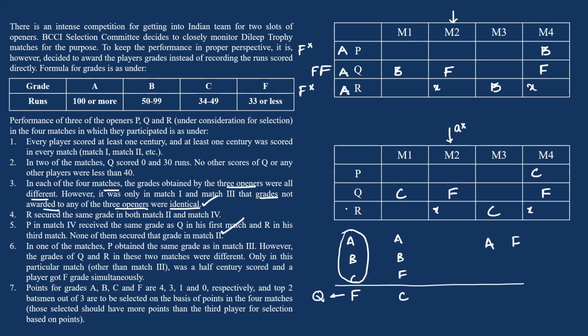Now in one of the matches, P obtained the same grade as in match 3. However, the grades of Q and R in these two matches were different. And only in this particular match was a half century scored and a player got F grade simultaneously. Okay. So let me consider in one of the matches, P obtained the same grade as in match 3. So let P's grade be Y.